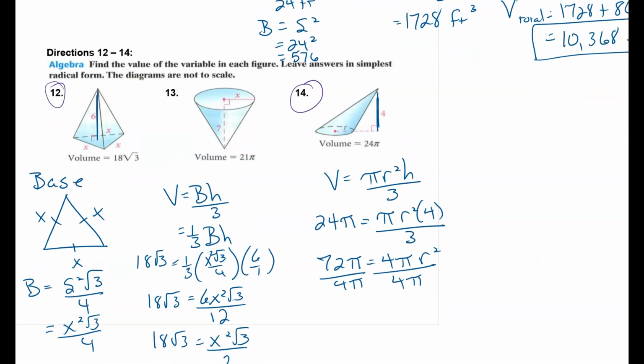So what is 72 divided by 4? That's going to be 18. So I get 18 is equal to the radius squared. Then I take the square root of both, and the radius is going to simplify down to 3 root 2 units.